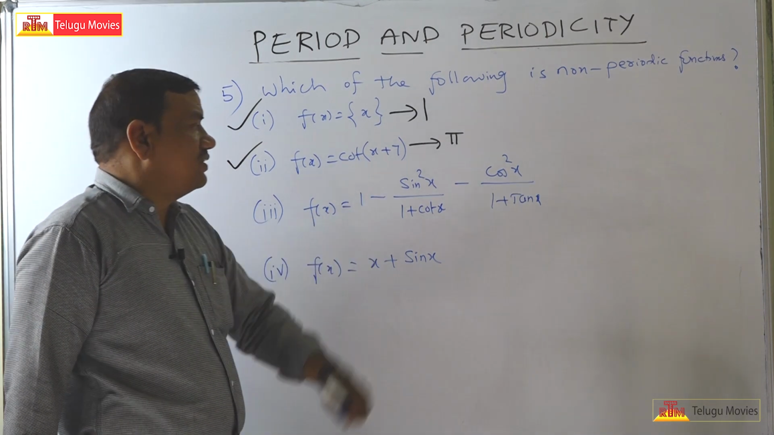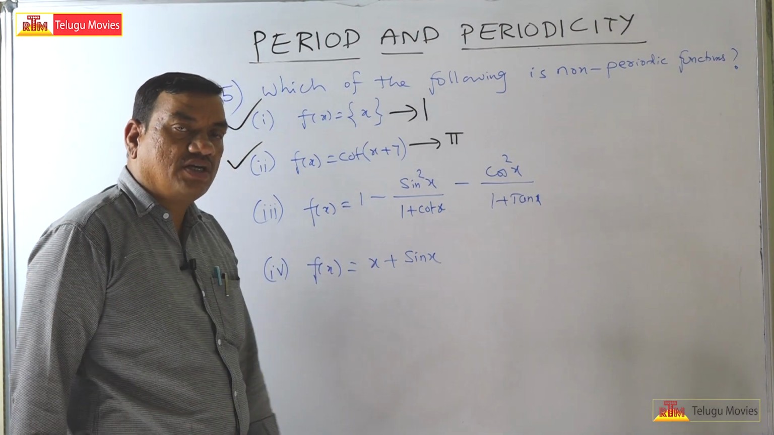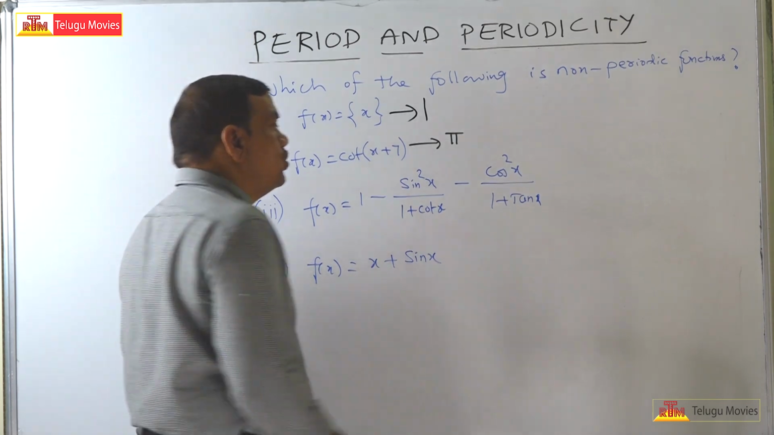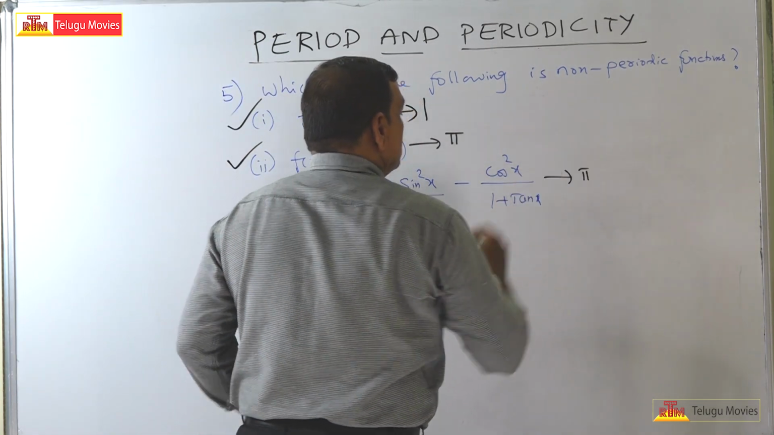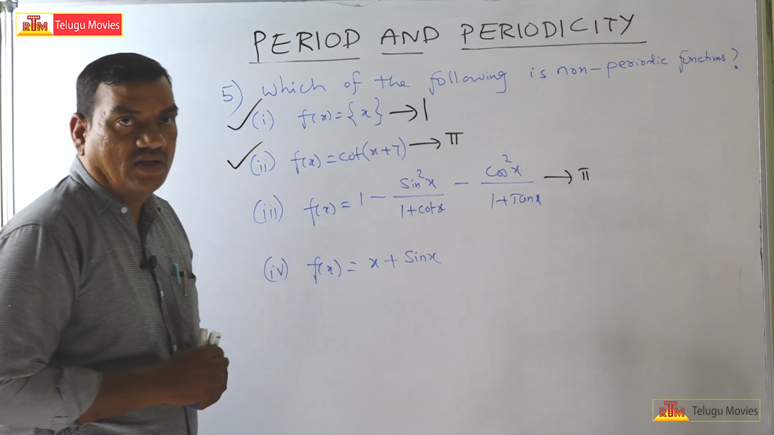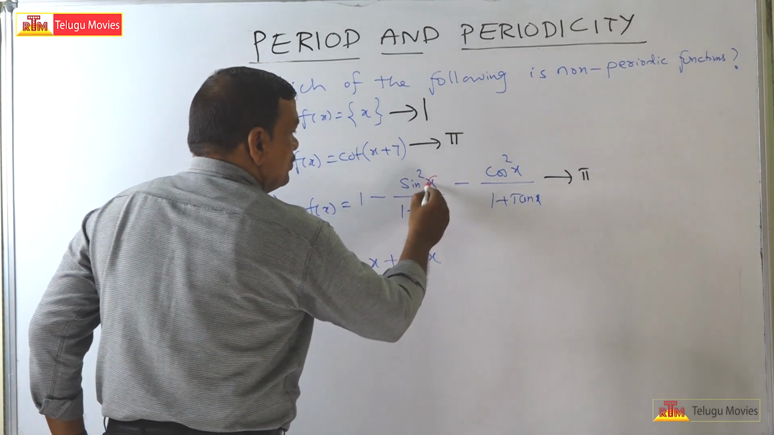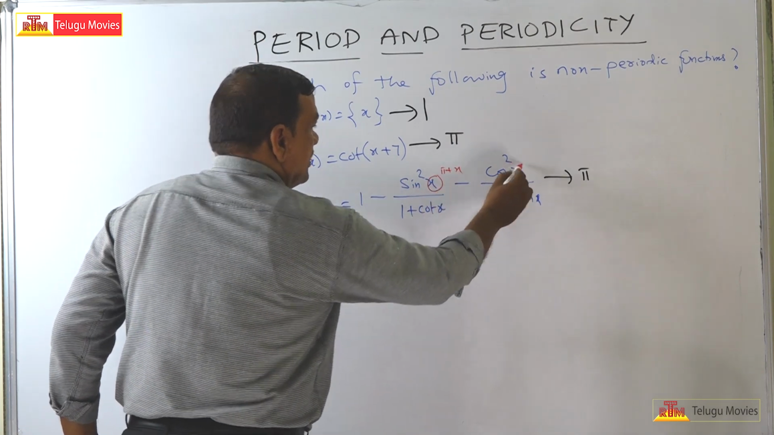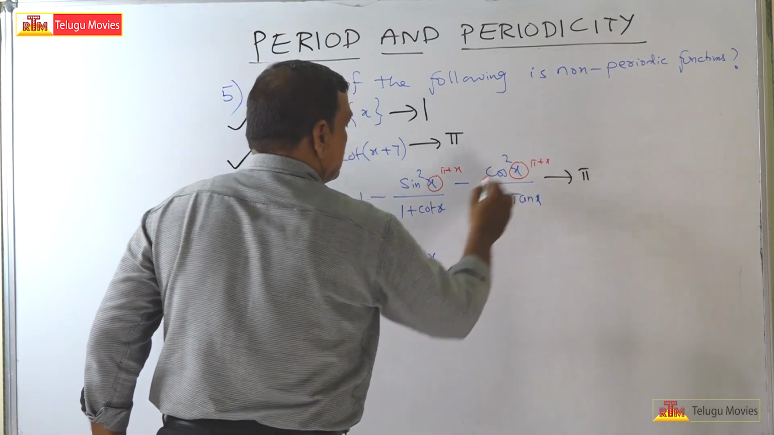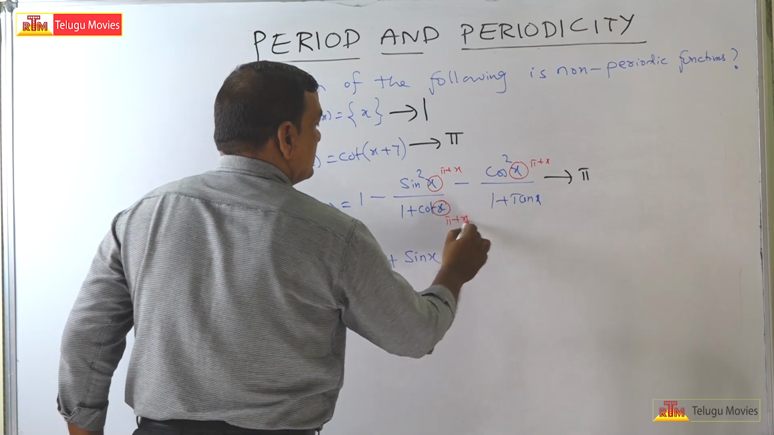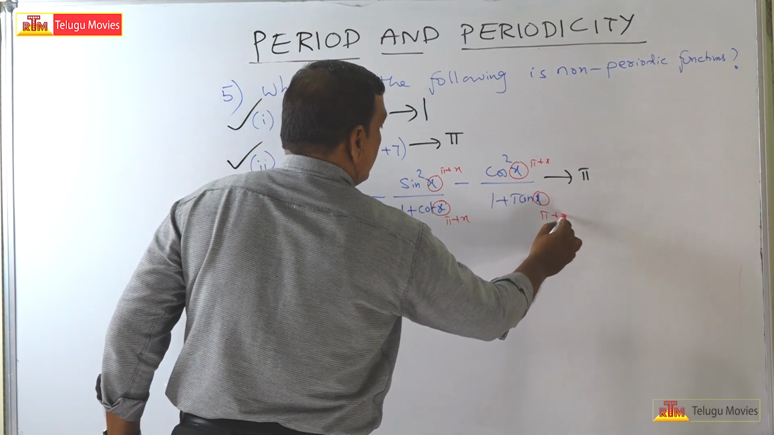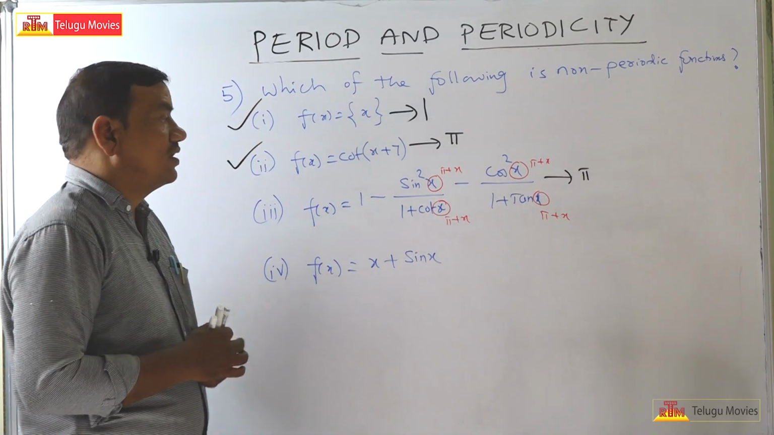Coming to the third one, it is also a periodic function, clearly, whose period is pi. Sir, how can you say that? In place of x, substitute pi plus x. Here also substitute pi plus x. Let us see what happens.